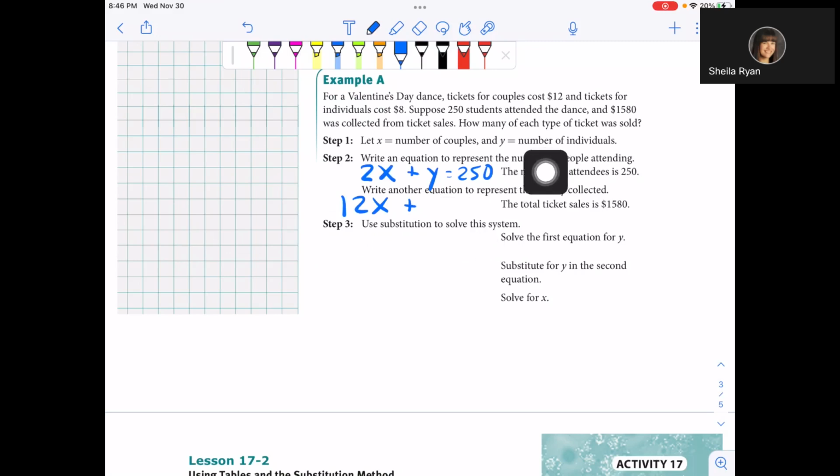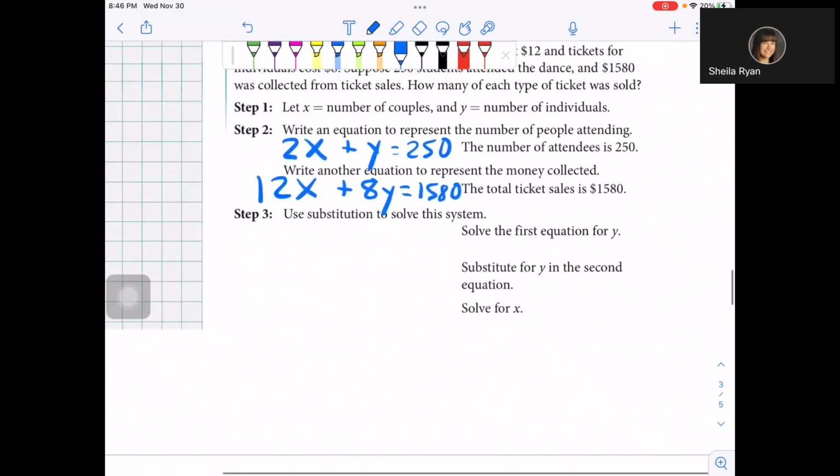Y is the number of individuals, and they're paying $8. So that would be 8Y. One person is 1 times 8, 2 people, 2 times 8, and so on. So this is the money that we've collected all together. All together, we've collected $1,580.